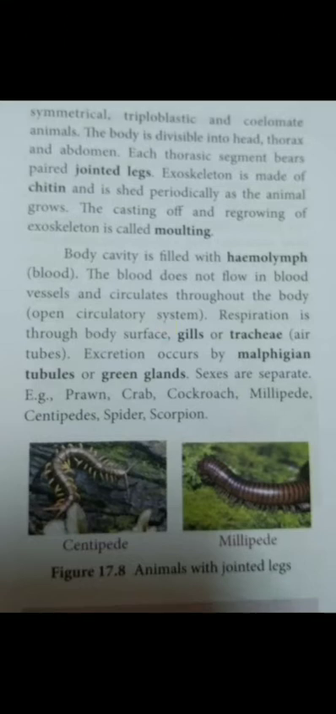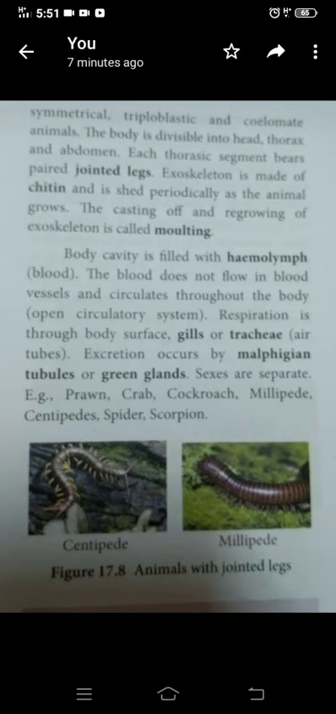Respiration is done by gills or trachea. Trachea means it is an air tube. Then excretion is done by Malpighian tubules or green gland. Here sexes are separate. That is in prawn, crab, cockroach, all the insects, millipede, centipede, spider, scorpion, everything is having this feature in this group only.